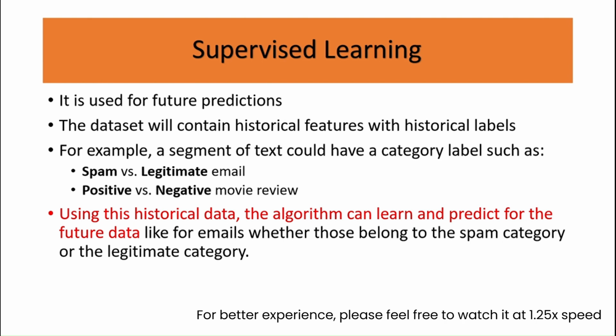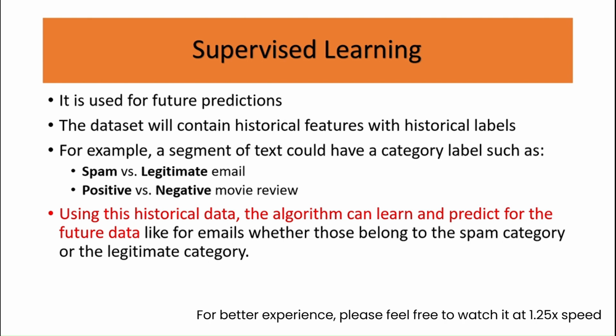Now supervised learning is used for future predictions. The dataset will contain historical features with historical labels. The features are the same as variables, both dependent and independent variables. For example, a segment of text could have a category label such as spam versus legitimate email. So someone would have already gone through the data and marked the emails as spam or legitimate in advance.